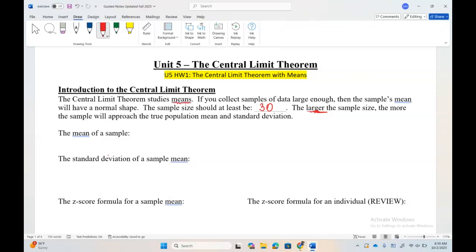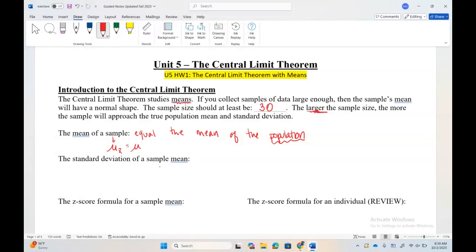The mean of a sample will equal the mean of the population. If a population has a certain mean, then the mean of the sample should pretty much be the same thing. The mean of the sample looks like this, the mean symbol, and then a little subscript here, we're going to have sample mean. So that's the mean of the sample, and it will equal the mean of the population.